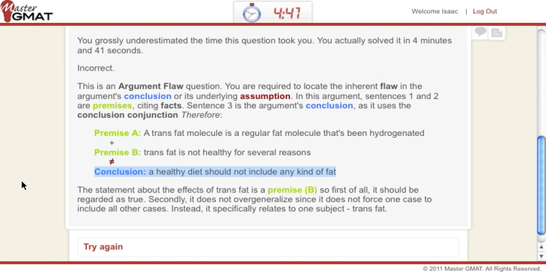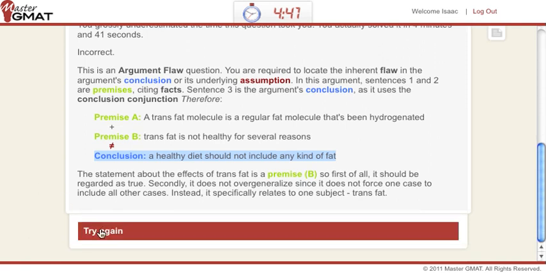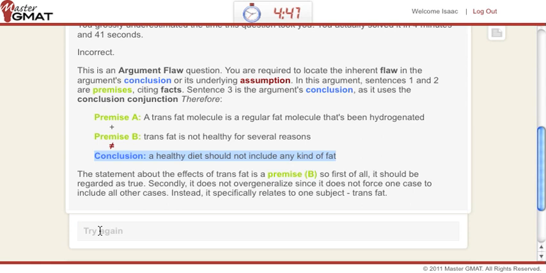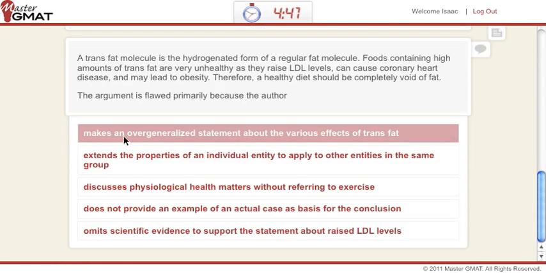Not only do we give you a nice little explanation, we let you try again. We're not going to just spoon feed you the answer just like everyone else. We let you try again for a reason. Okay, based on this information now, A is out.